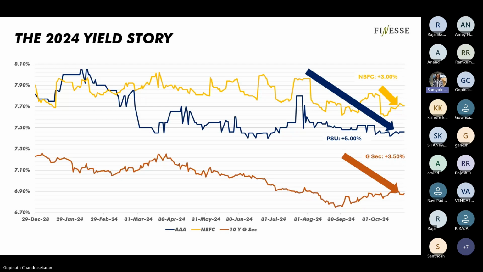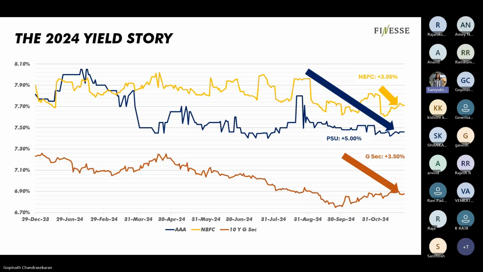At the same time, PSU bonds had the biggest rally, where yields were upwards of 8% at the start of the year, and now they're trading slightly below 7.5%. So there's been almost a 5% mark to market kind of gain.